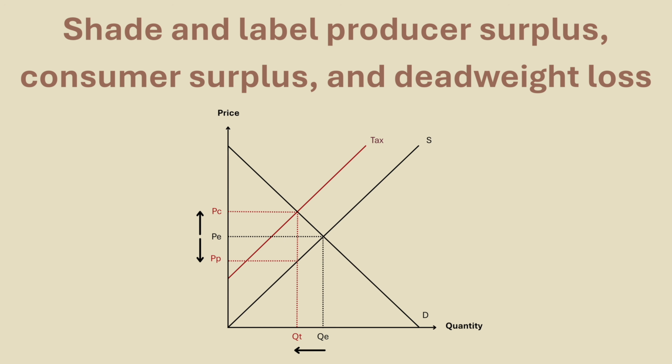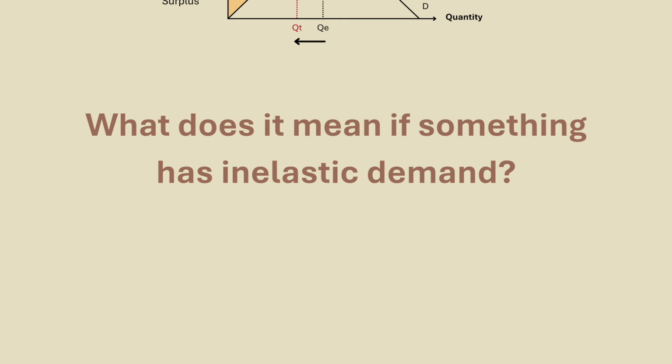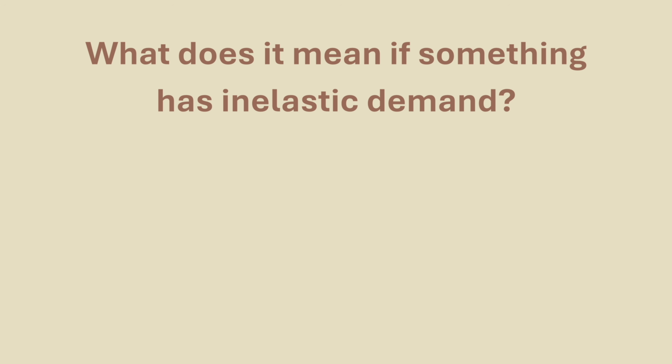Now, shade and label the producer surplus, consumer surplus, and deadweight loss. Here's the answer. Consumer surplus is always at the top, and producer surplus is always at the bottom, and then deadweight loss is this grey triangle. What does it mean if something has inelastic demand?